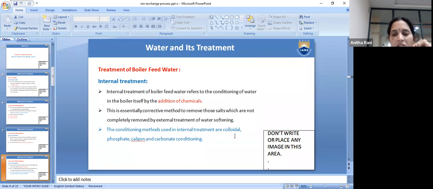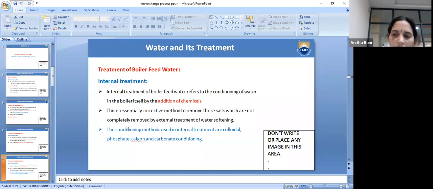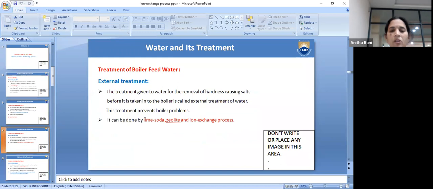Here there are some examples: colloidal conditioning, phosphate conditioning, Calgon conditioning, and carbonate conditioning. You studied about Calgon conditioning in intermediate? Calgon? You didn't hear? Calgon is sodium hexametaphosphate. No need to worry. Now we are not discussing this topic.